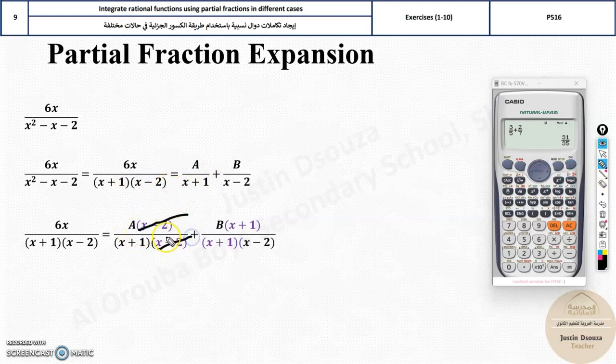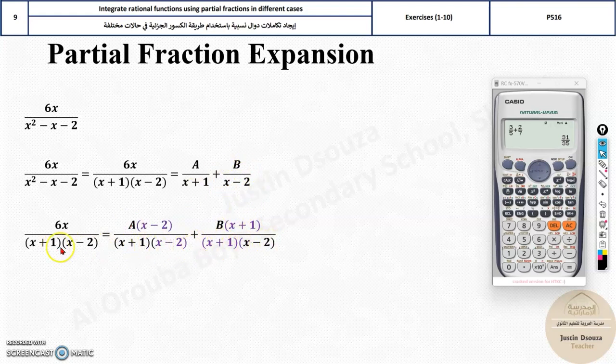This cancels and it's 1. This is the same thing. You're just manipulating over here and multiplying the factor which is not there, that is (x minus 2) divided by (x minus 2), and b times (x plus 1) divided by (x plus 1). You can see we have just multiplied the unknown factors.